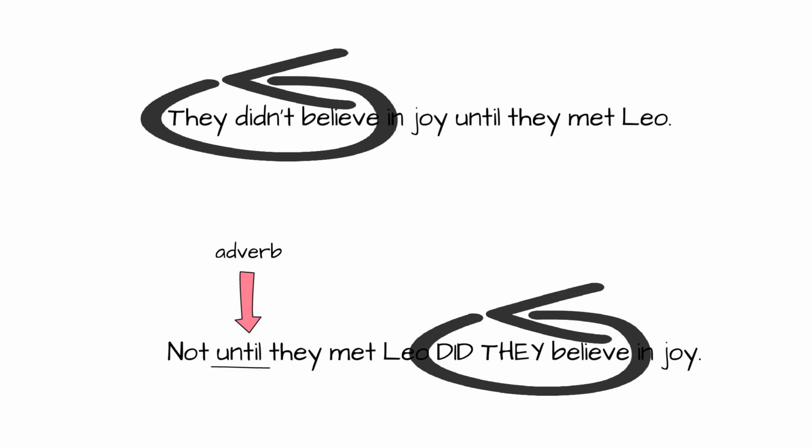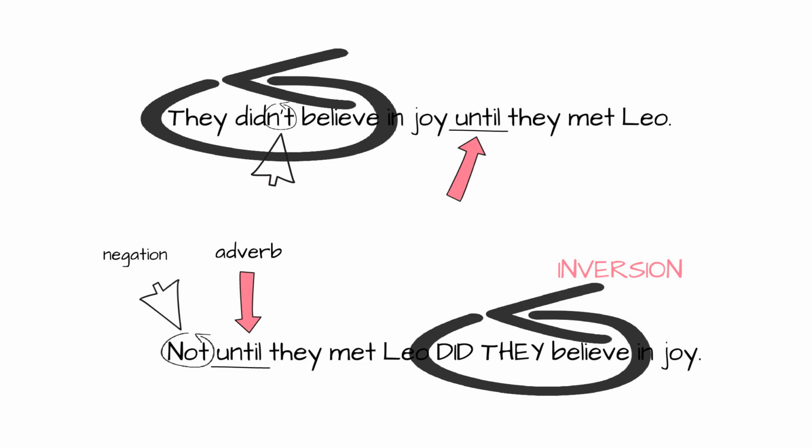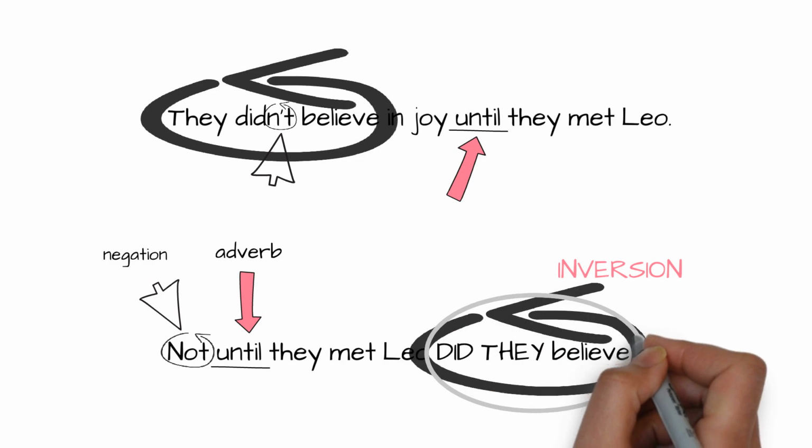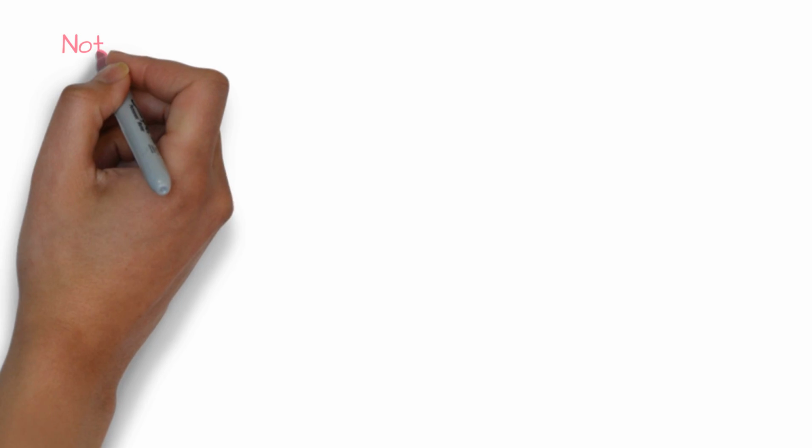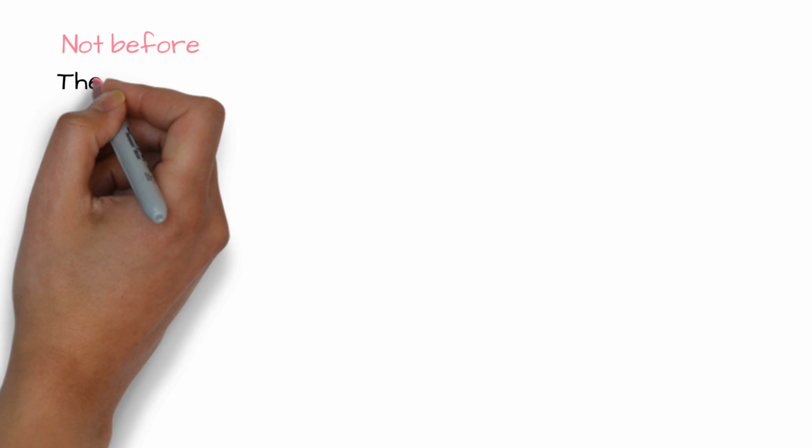This is the adverbial, which came from here. The negation changed also its place, and inversion happens in the other clause. It also takes place in sentences with other adverbs, like not before.